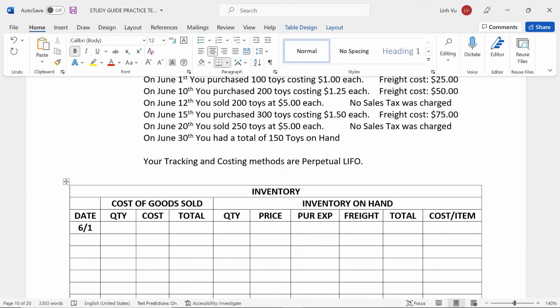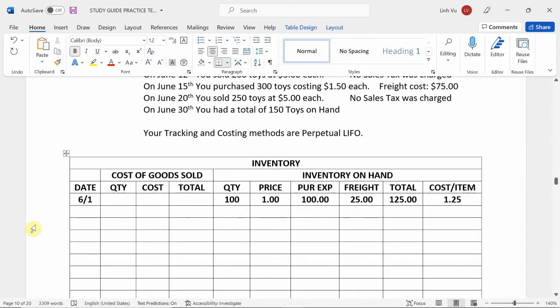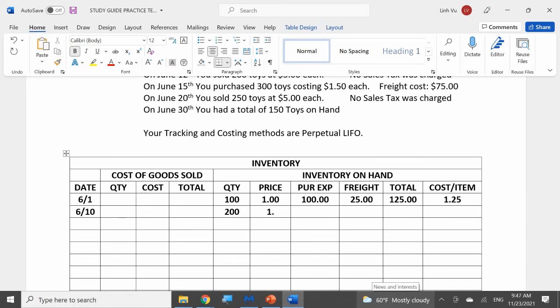We're going to skip over this cost of goods sold section. We got 100 toys at $1 each, with the freight costing you $25. So of course, that means your purchase price is $100 plus $25, which gives you a total cost of $125, so each item is going to cost me $1.25 each. Then on June 10, you purchased 200 toys at $1.25 each, with a freight of $50, which gives you $250 plus $50, makes it $300. So this makes my cost per item $1.50.